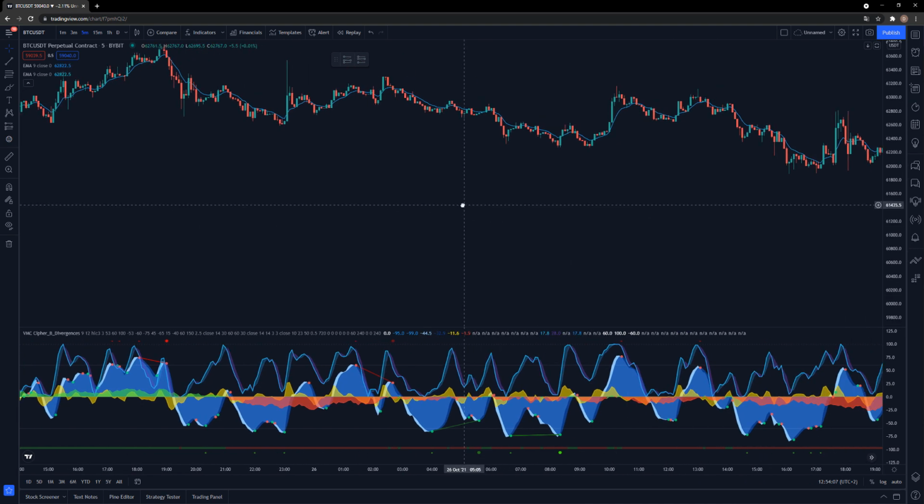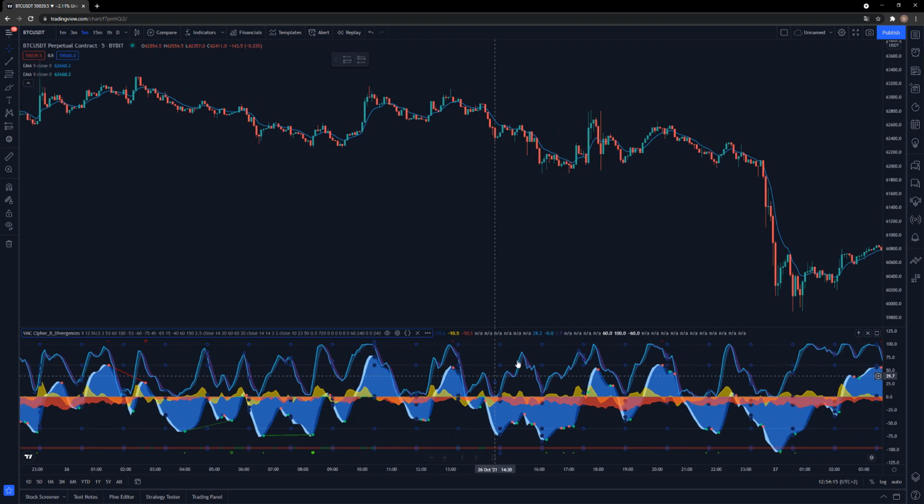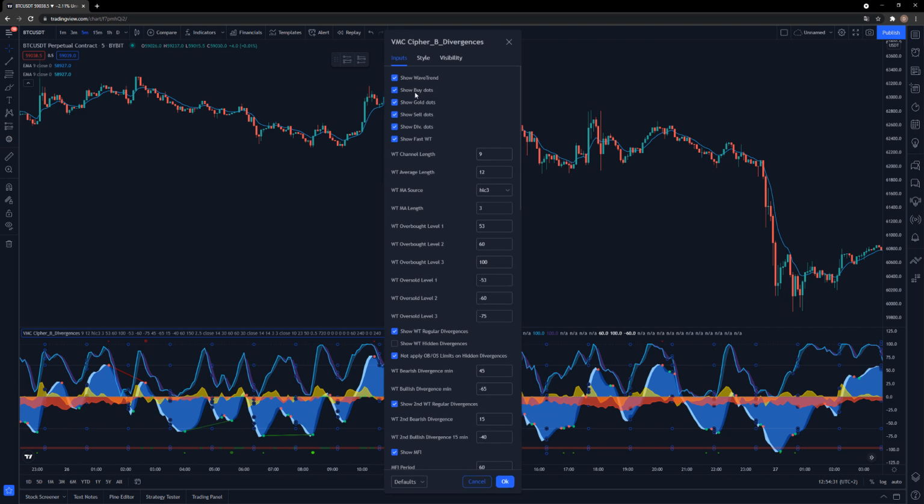But okay, let's change some settings of this because there's a lot of information here and we are definitely not going to use everything about it. We are mostly interested in the wave trend or trend wave, whatever you want to call it. If you press twice somewhere on the line or on this text, you can change the settings. Let me see, what do we want to turn off? We want to turn off the divergences.